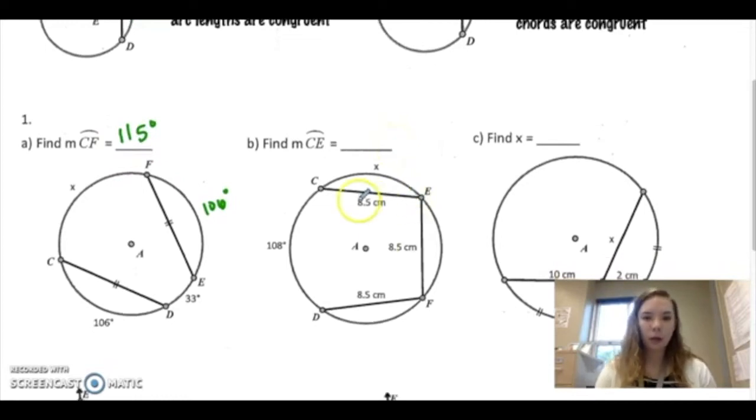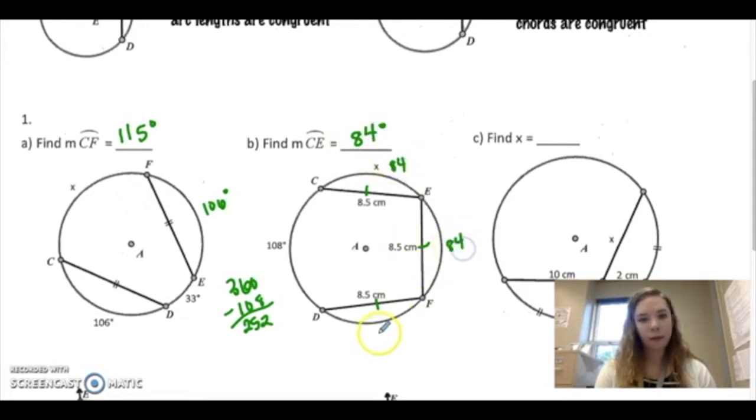Okay, on B, we know that these two are the same. Actually, all three of these are the same. So what I'm going to do is take 360 minus 108, which is 252. And then I have 3 that are all the same. So if I divide that by 3, then they're all 84. All 3 of these are 84.